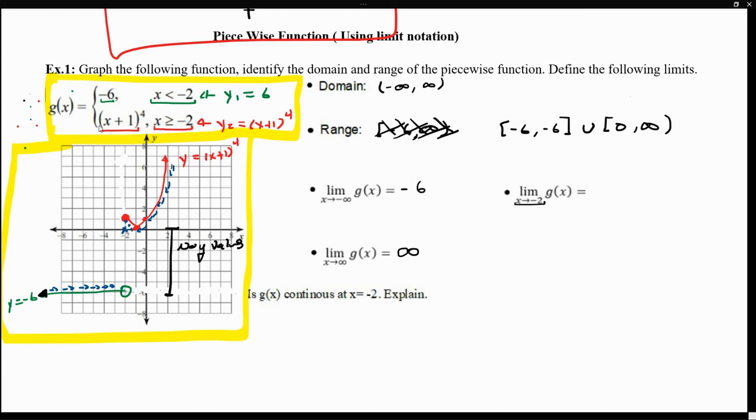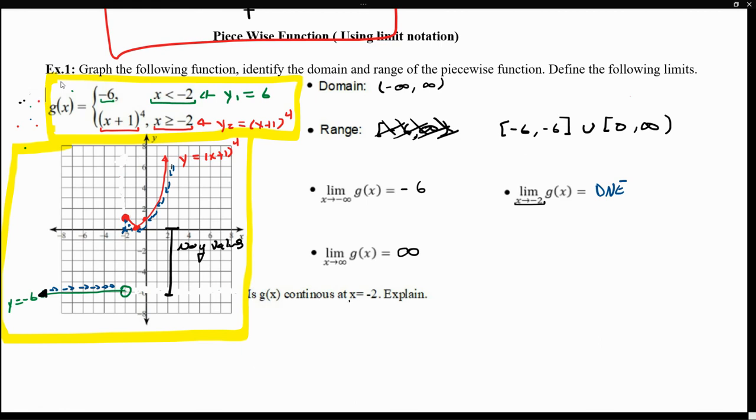So if I'm coming from the left, I'm approaching the value of -6. And if I'm approaching from the right, I'm approaching the y value of 1. Notice that they're not approaching the same y value. So therefore, the limit does not exist. Because recall, for the limit to exist, we have to be approaching the same value from the left and from the right. So here is -2. If we get closer to -2 from the left, I'm going to be approaching the value of -6. And if I approach -2 from the right, I'm going to be approaching the value of 1. They're not the same y value, so therefore the limit does not exist.